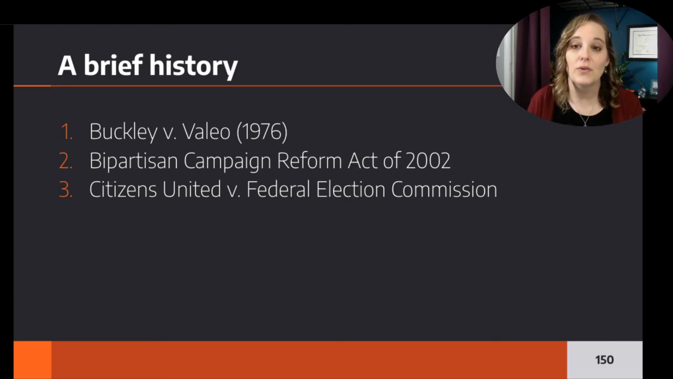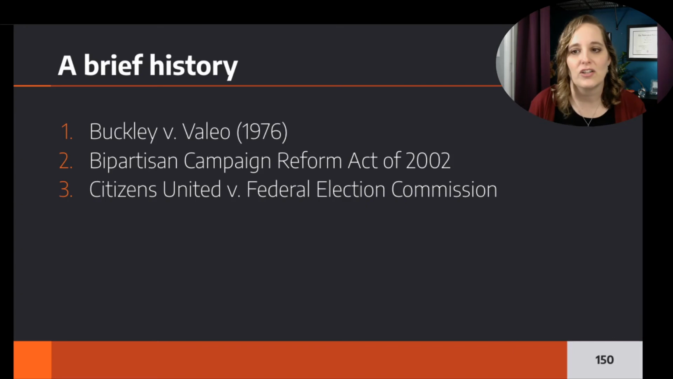In 2002, the Bipartisan Campaign Reform Act was passed, and it was also called the McCain-Feingold Act. McCain was a Republican, Feingold was a Democrat, and they worked together to build this Bipartisan Campaign Reform Act. This is a really important piece of legislation that you need to know. It can also be called the BCRA or BICRA.